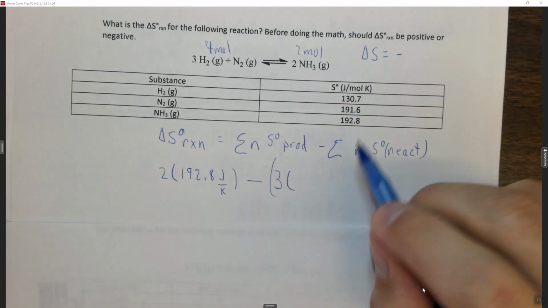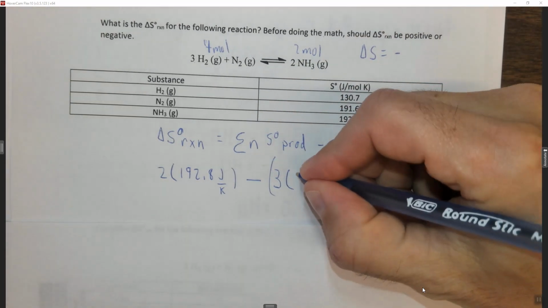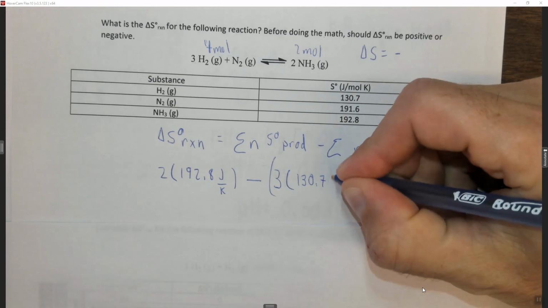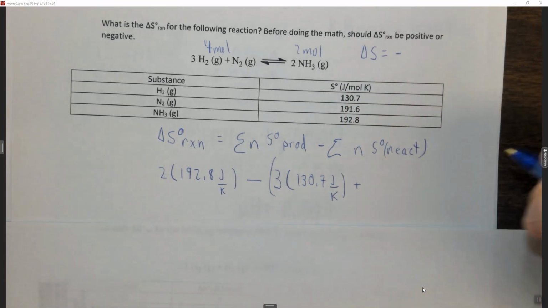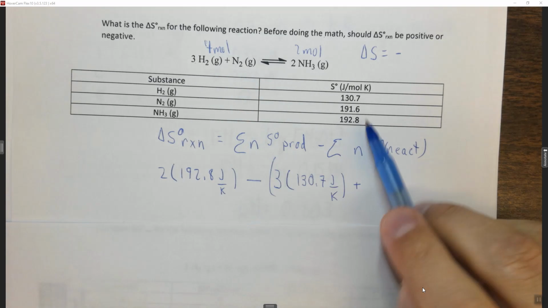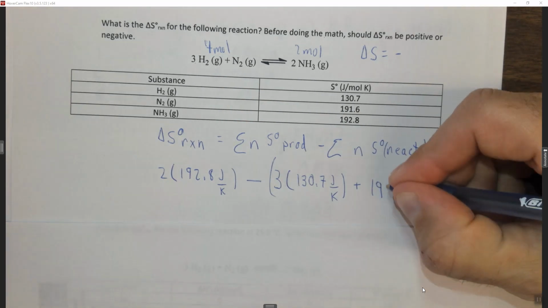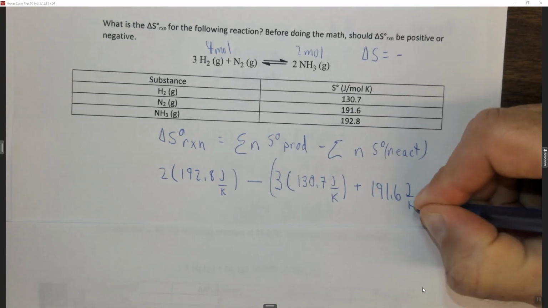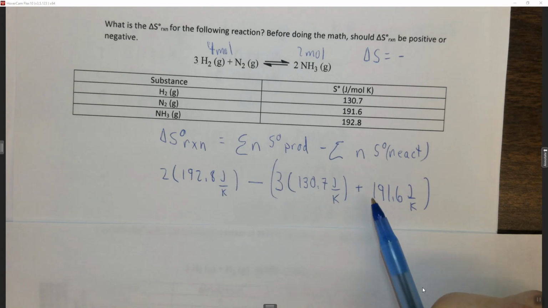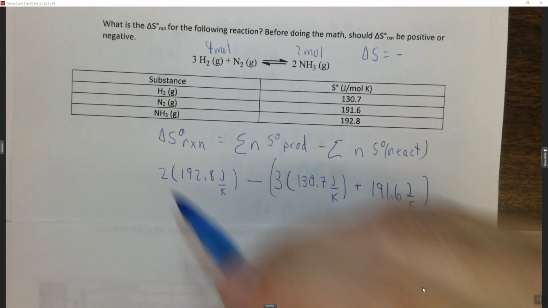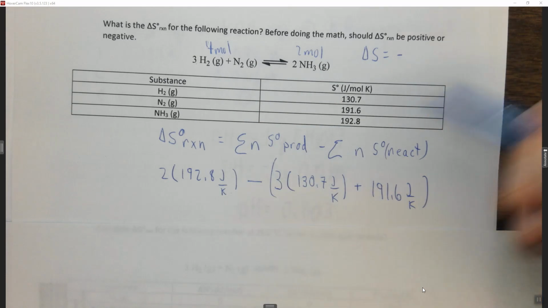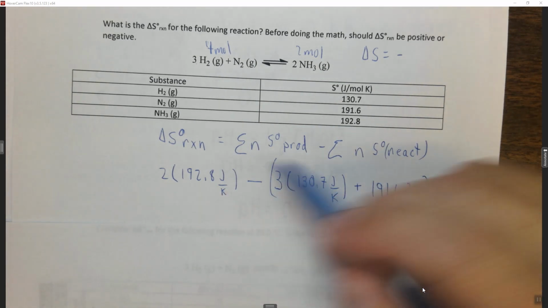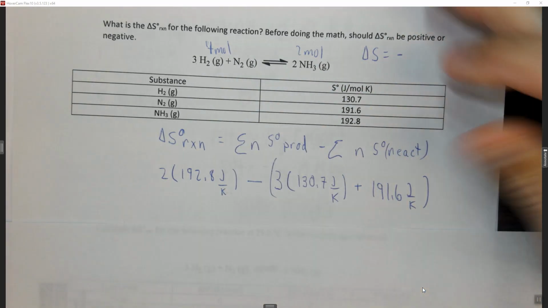130.7 joules per K, plus the N2, we only have one of them, so we just have the 191.6 joules per K. Again, because this is moles, if you want to write this as 2 moles and then put the moles down here, joules per mole K, then they would cancel out, or I'm just leaving the moles off.